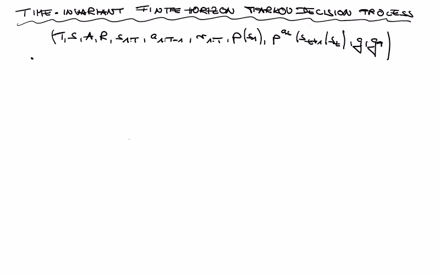So what are these things? T, again, is just the number of decision epochs. And the important thing is that T is smaller than infinity. So T is just a natural number that is not infinite. Hence, we have a finite time horizon.